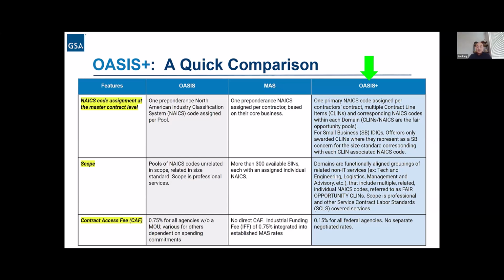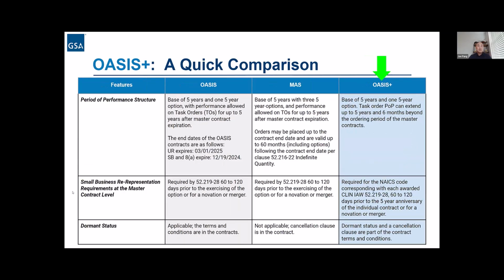MAS utilizes Industrial Funding Fee, IFF, rather than the CAF. In OASIS Plus, we simplified the CAF as 0.15% for all federal agencies and it does not incorporate any MOU or negotiations. So that's an improvement for most agencies, that the CAF has been drastically reduced. And a quick comparison continues.